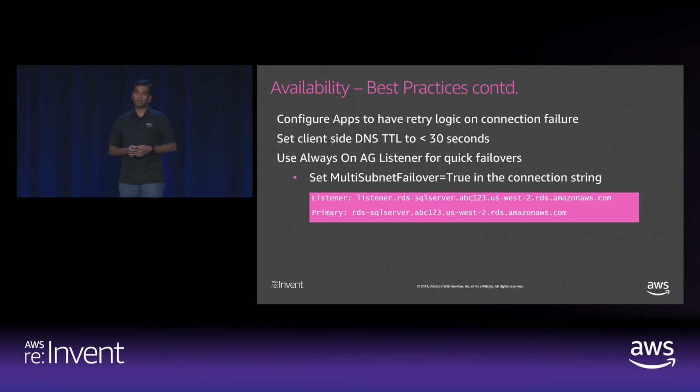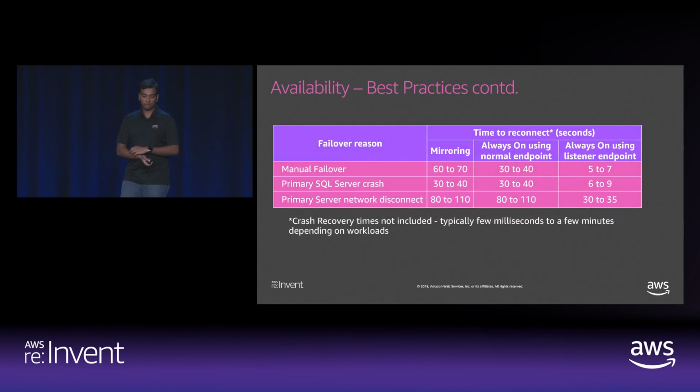With Always On, we're also exposing the listener endpoint. The way that works is if you do an nslookup on the listener endpoint, it will give you back two IP addresses. If you're using MultiSubnetFailover=True in your connection string or in your client settings, it will try to talk to both IP addresses. The primary is the one that's going to come back first, and it will just connect to that. We've seen some really good failover times when using Always On with the listener and with MultiSubnetFailover. This is how some of these times look.